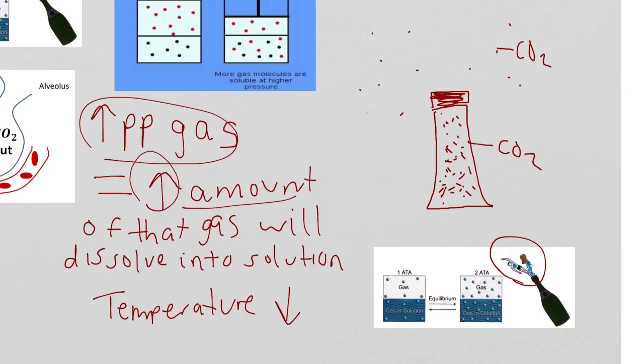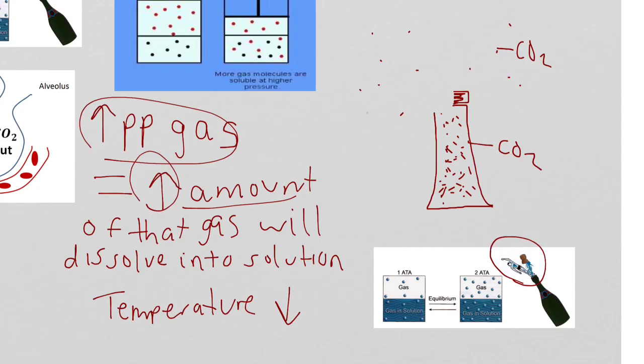Now, what if I shake the bottle and increase the partial pressure of that CO2 in the bottle, but I release the cap very slowly? So I'm going to just erase half of it. I take the cap and I gently crack it, and I hear that hiss, and I slowly crack it until the hissing stops.